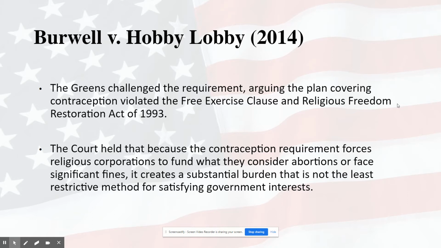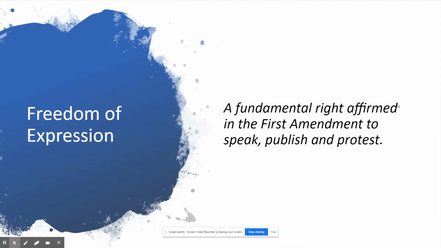The court held that because the contraception requirement would force religious corporations to fund what they consider abortions, or face significant fines, it creates a substantial burden that is not the least restrictive method for satisfying government interests. So again, in this case, Hobby Lobby wins because of the Free Exercise Clause. They have the right to not provide that contraception because it goes against their religious beliefs.